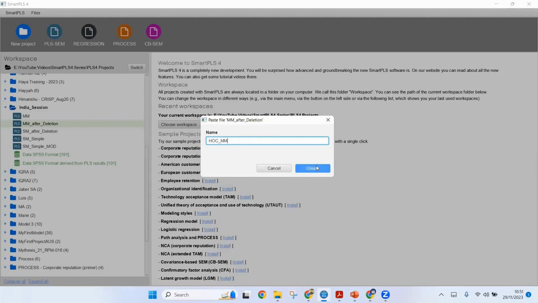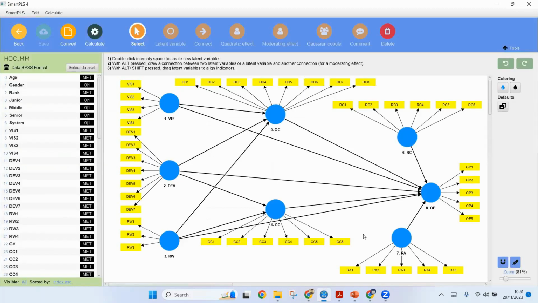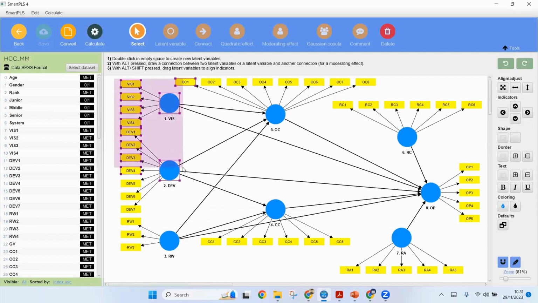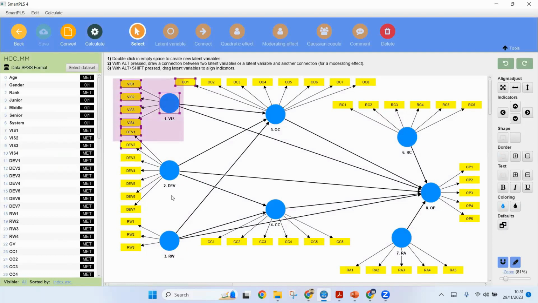Create. Because the higher order is a construct as well, and every construct should be validated. It's not just the lower order constructs that are constructs. The higher order is a construct as well. So this is a standard procedure that one has to validate all the constructs in the study. Now, higher order construct, I open it. Now I have already validated these at lower order level. I'm interested in validating this now as a higher order.